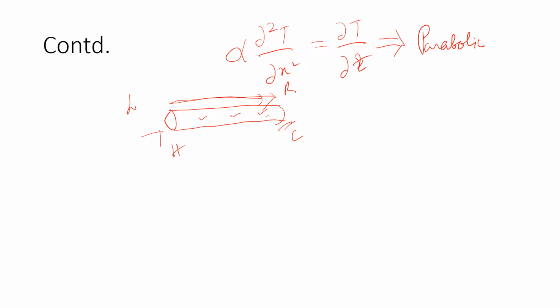So how to discretize? Now you see here, del square T by del x square at i comma j can be written as T i plus 1 comma j, or I can write it here also j.